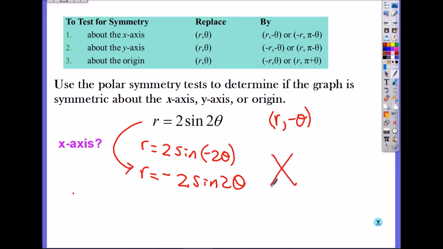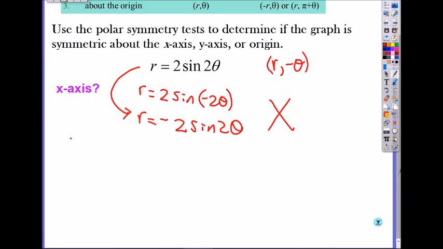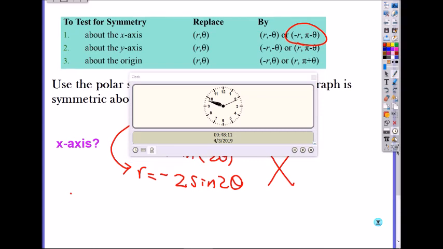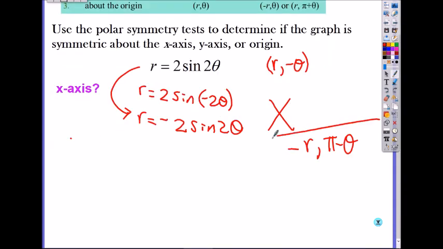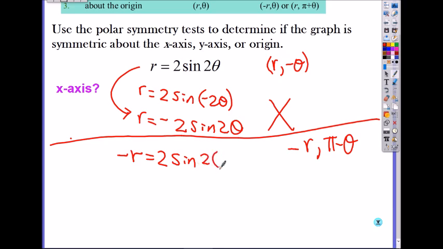But that doesn't mean it is not symmetric across the x-axis. You have to try the second one. It has to work for either one. It doesn't have to work for both. It can be one or the other. So the second one is now negative r comma pi minus theta. So again, instead of r, now I plug in negative r equals 2 sine of 2 times pi minus theta. And you have to simplify it.